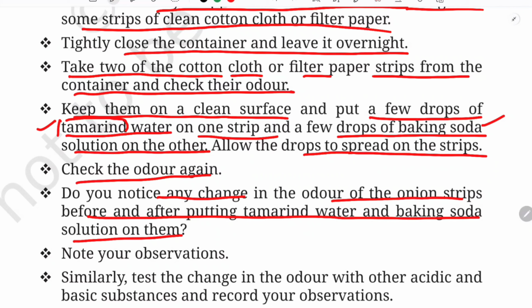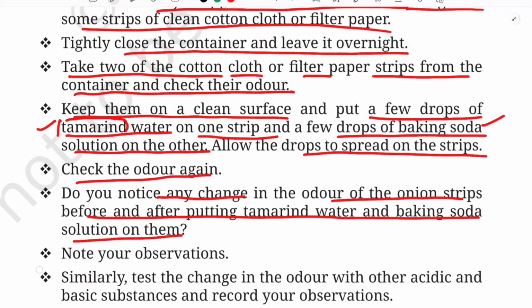And what change do we have? On the strips where we have put tamarind water, you will feel that the smell of the onion, the fragrance of the onion, is stronger now. Similarly, on the other strips where you have put the baking soda solution, you will find that there is no fragrance at all. The odor of onion has been cut off by the baking soda.